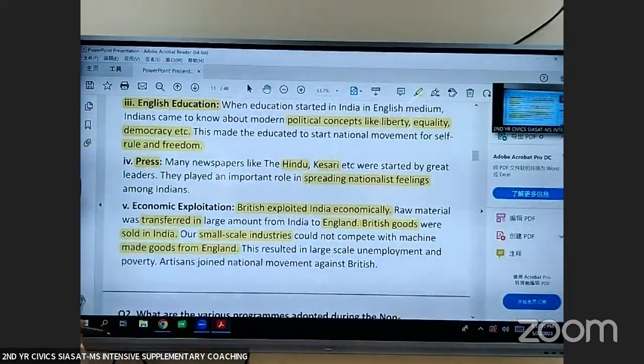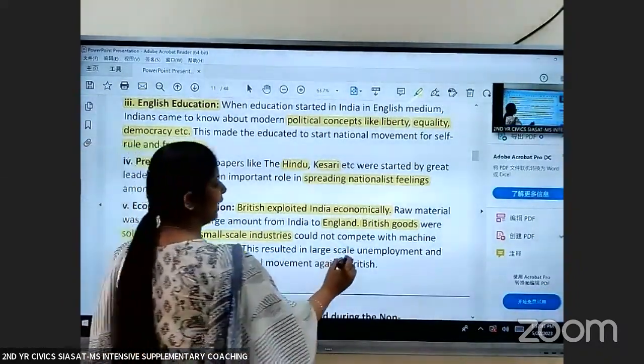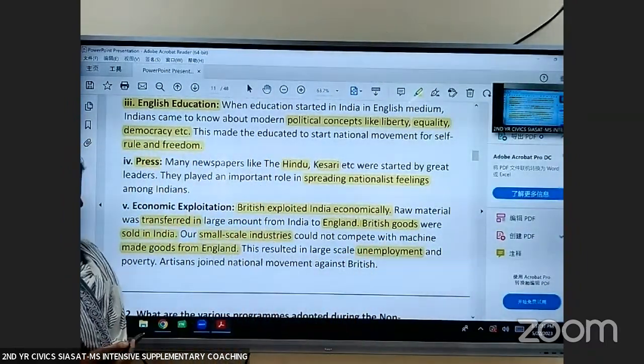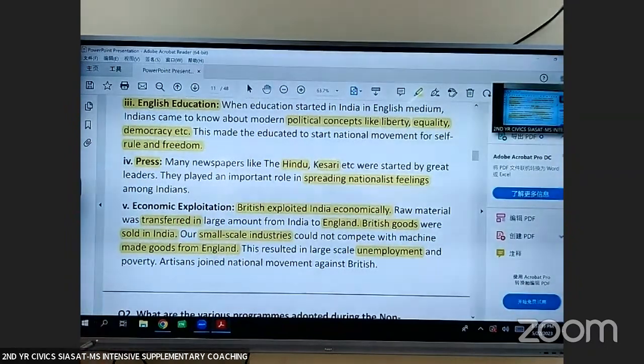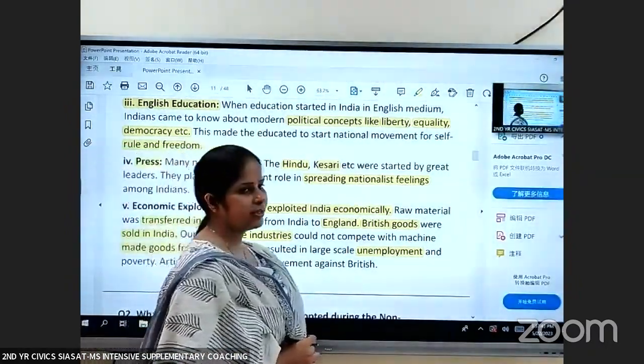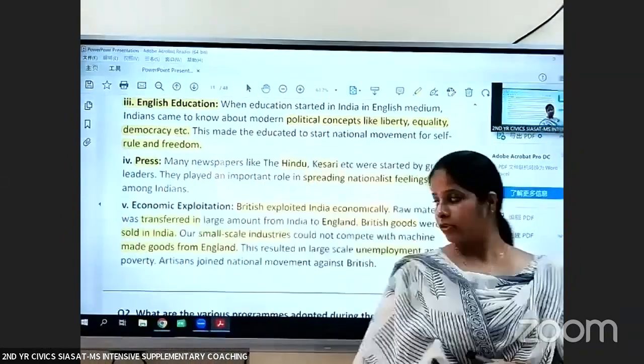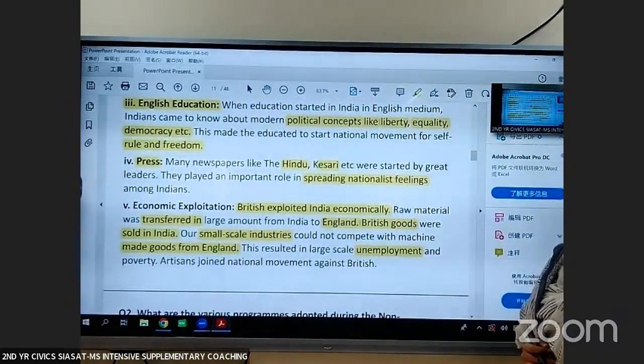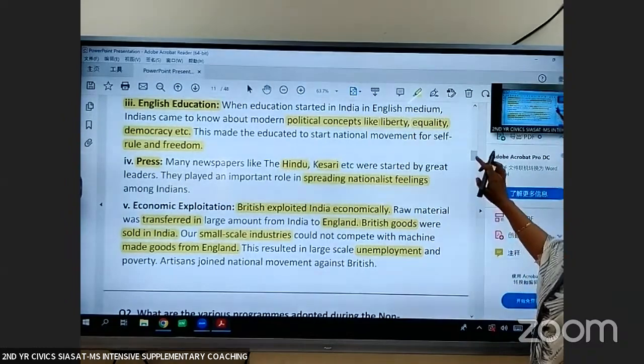So this resulted in large-scale unemployment. Many people became unemployed, so all the artisans joined the Indian national movement. So these are some of the reasons or causes for the birth of the Indian national movement. I hope I'm clear with this.